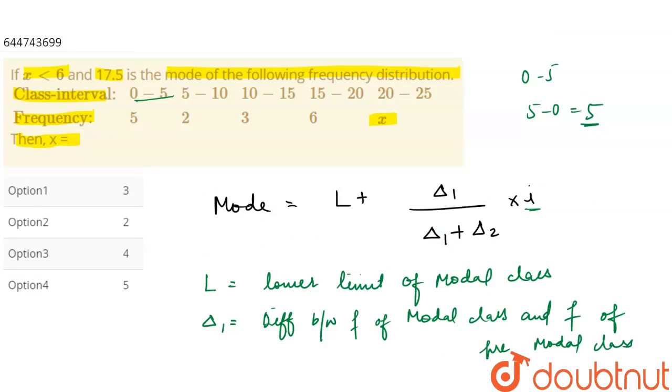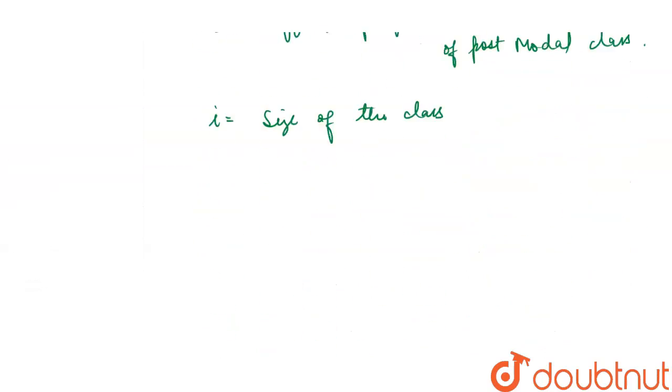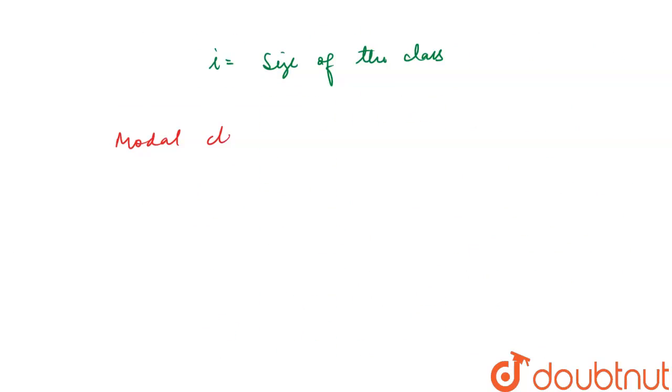Now here we need to find the modal class. So how do we find the modal class? The modal class is that class that occurs the most, or we can say that has the highest frequency. Here it is given that x is less than 6, so that means the value of x cannot be greater than 6. So the highest frequency is 6, and it is for the class 15 up to 20. So here the modal class is 15 to 20.